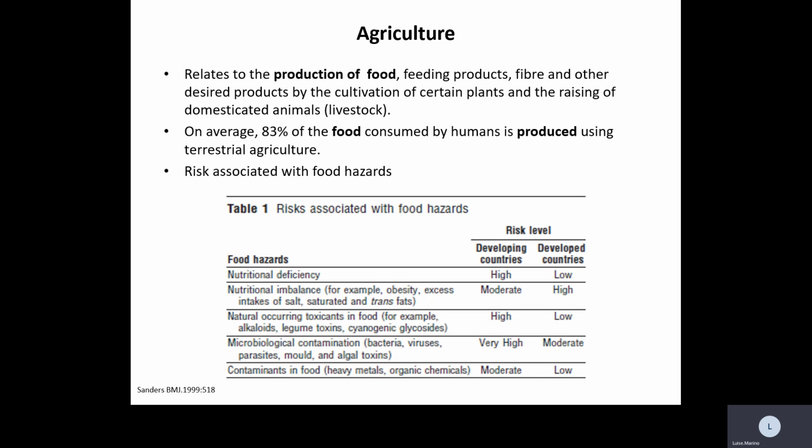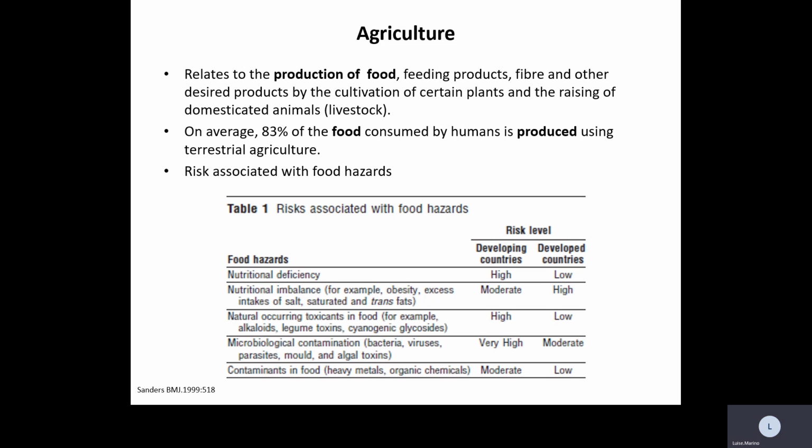So in terms of agriculture, obviously this relates to the production of food, feeding products, fibre and other desired products by the cultivation of certain plants and the raising of domesticated animals. So overall, on average, 83% of the food consumed by humans is produced using terrestrial agriculture. And obviously there are risks associated with this, and there are food hazards. So obviously there are risks associated with nutritional deficiency. So it's high in developing countries, but obviously much lower in developed countries.